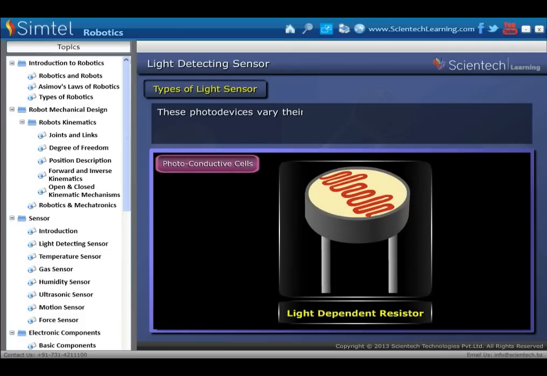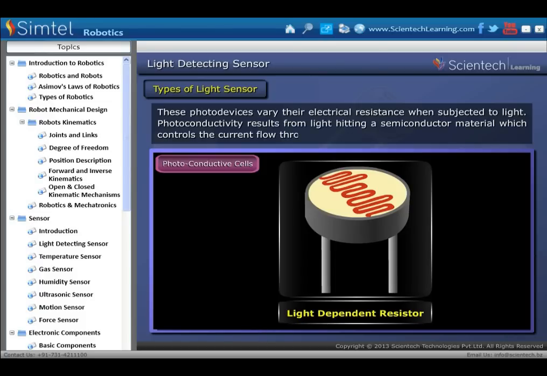First, let's see photoconductive cells. These photo devices vary their electrical resistance when subjected to light. Photoconductivity results from light hitting a semiconductor material, which controls the current flow through it.